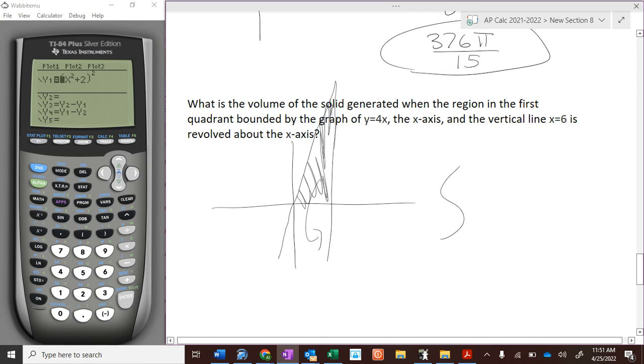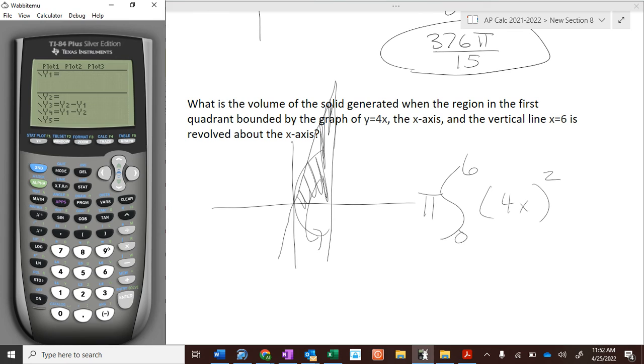So it's the integral from where to where? 0 to 6. So it's going to be a pretty big number, I have a feeling, of 4x squared with a pi in front. Yeah, pi r squared, because we're revolving, so we're making a circle. So that's pi r squared.